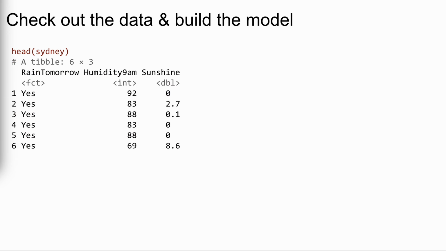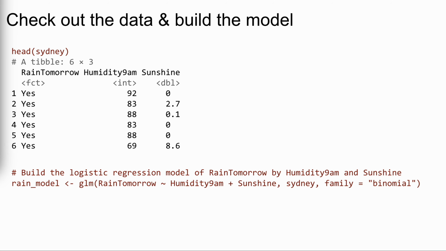The Sydney dataset includes weather information on a sample of days in Sydney, Australia, including today's humidity and sunshine, and whether it rained tomorrow, that is, the next day. Our first goal is to build a logistic regression model of tomorrow's binary rain outcomes by today's humidity and sunshine levels. To this end, we can use the GLM function to fit the relationship between these variables using the Sydney data. Family equals binomial specifies that we're building a logistic, not normal regression model. And finally, we store the model results as rain model.